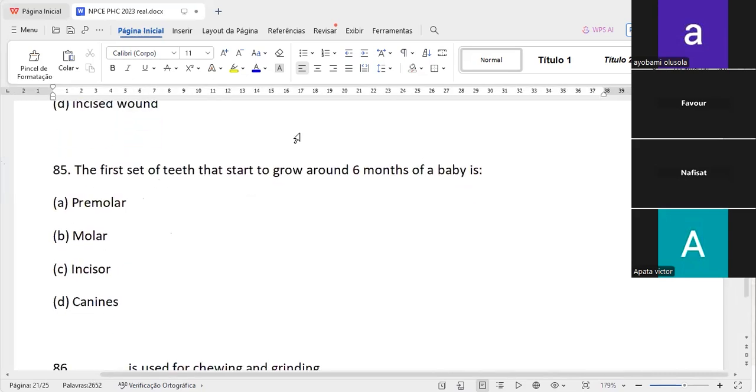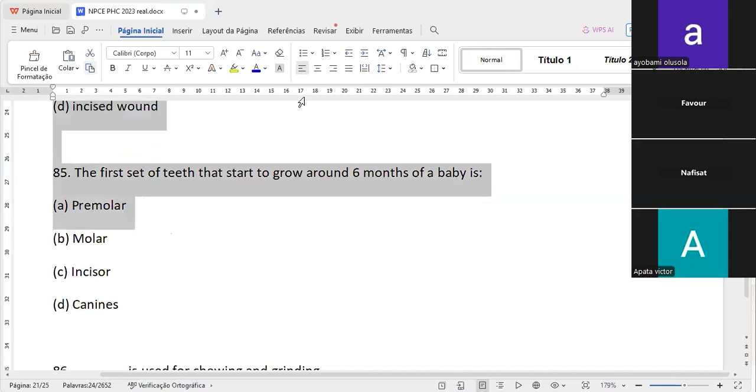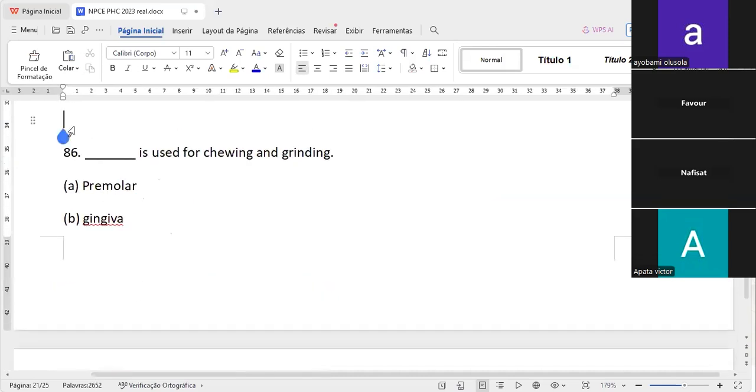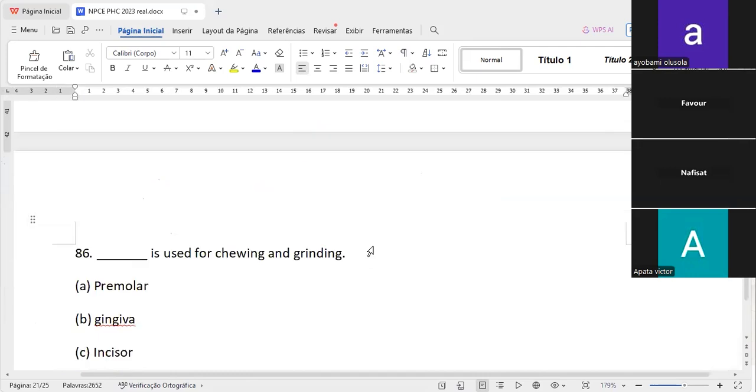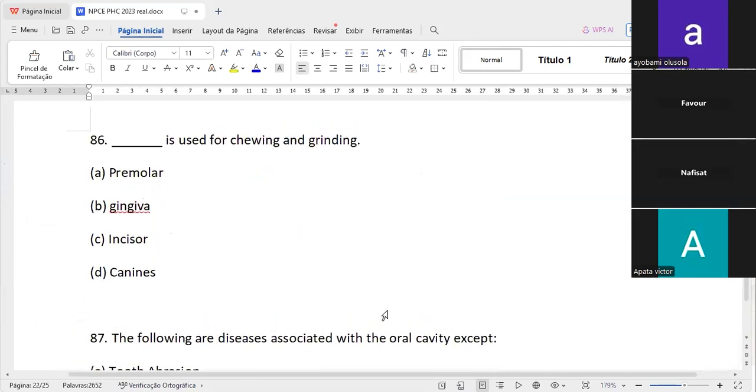The first set of teeth that start to grow around 6 months of the baby is incisors. Incisor, correct. Dash is used for chewing and grinding. Premolar, correct.